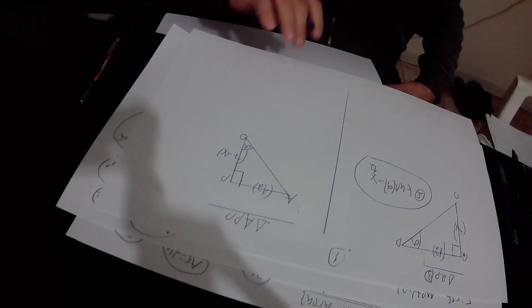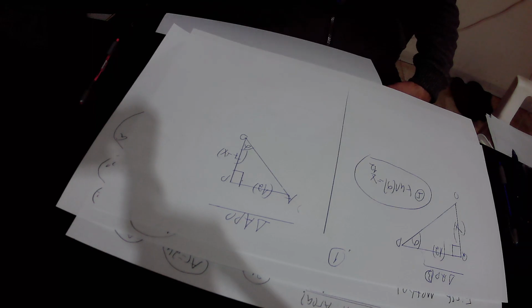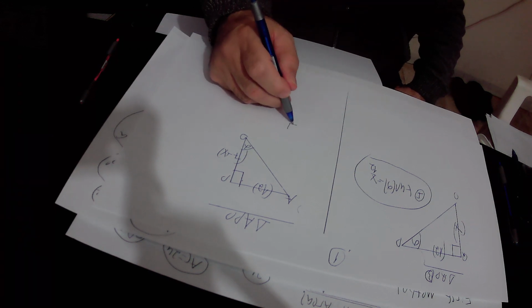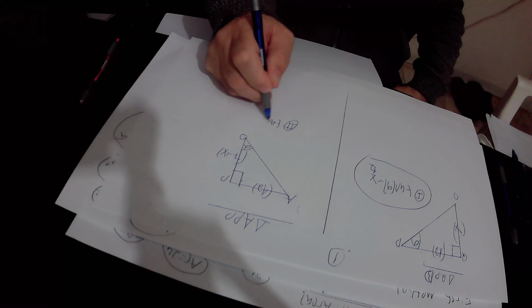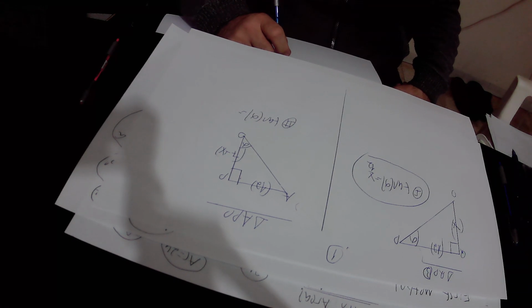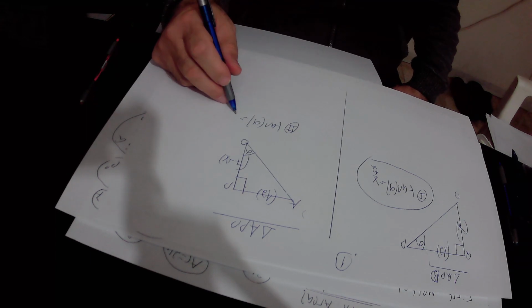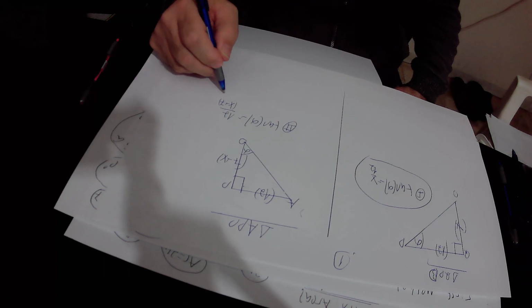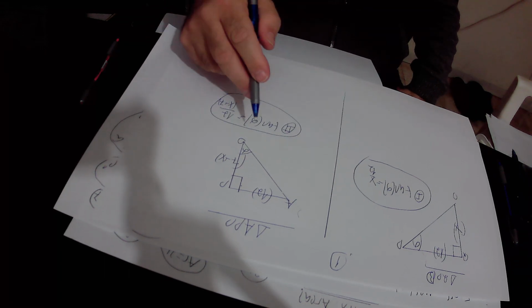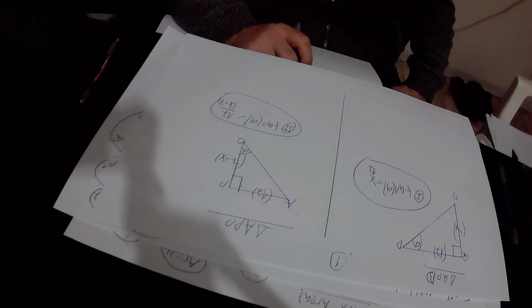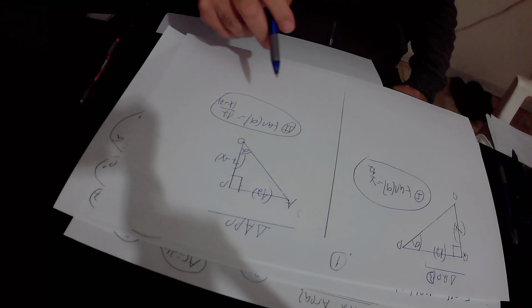Okay. This is the right triangle APO that I copied from the original drawing. In this right triangle APO, tangent alpha equals 12 over x plus 7. Again, in this right triangle APO, tangent alpha equals 12 over x plus 7.